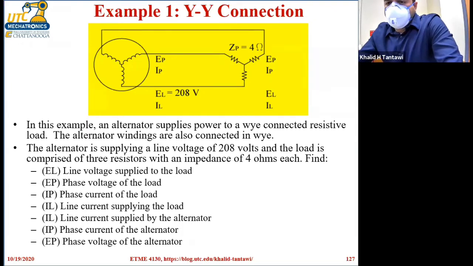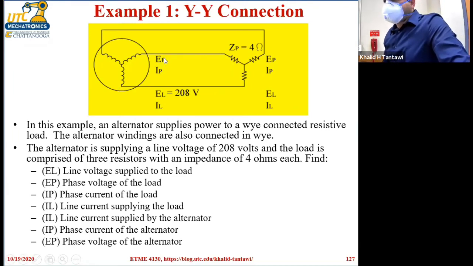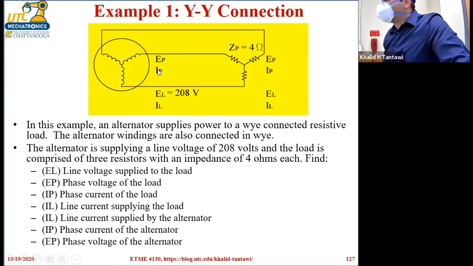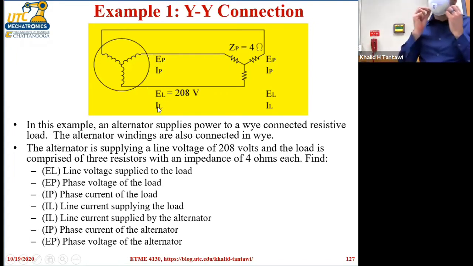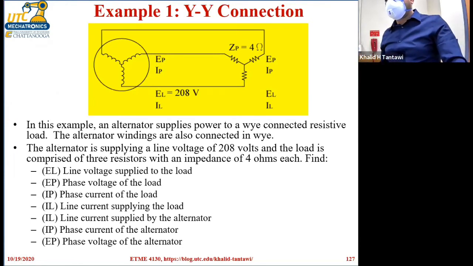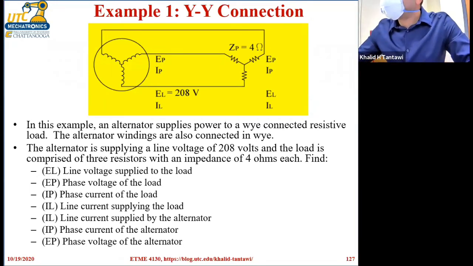So now let's proceed. Here we have E, that's voltage, the phase voltage on the power side, the generator side, the current per phase on the generator side, the line voltage on the generator side, the line current on the generator side, and then we have the same quantities on the load side. You have all the information you need. Who can tell us?